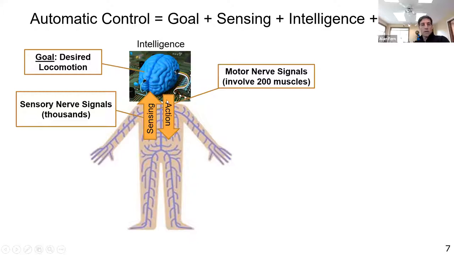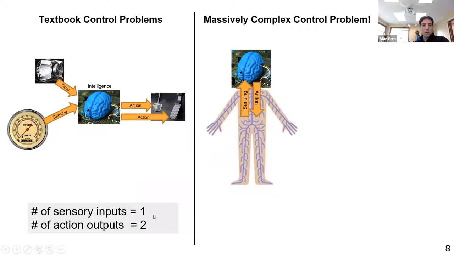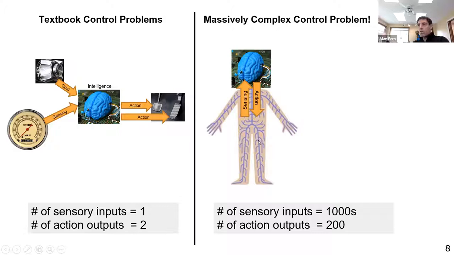You've got nerves that you have to send action potentials through to control the muscles. And there's over 200 muscles. So this is a nasty control problem, right? Scary. If you compare it to a textbook control problem like speed control, there the sensors are roughly 1, the number of action outputs are 2, right? The 2 pedals here. We compare that to this locomotion problem that we all solve every day, where we have thousands of inputs, hundreds of outputs. You're orders of magnitude different in the input and output size, which is usually an indication of complexity. It doesn't have to be, but it's a pretty good indicator.